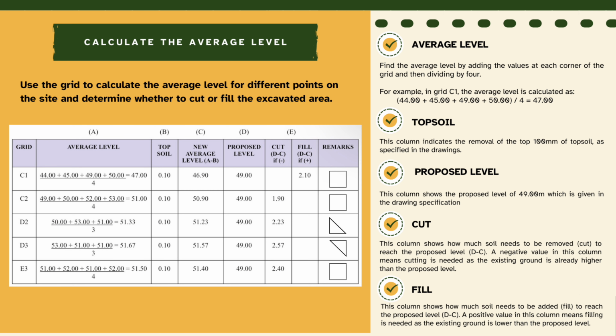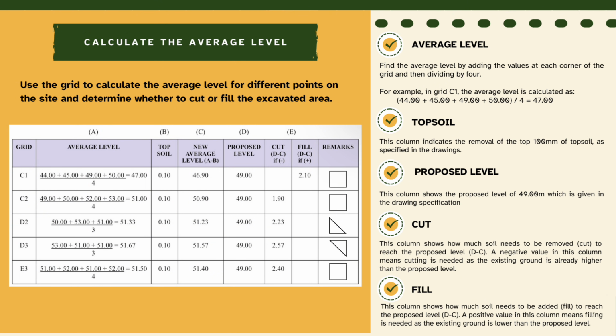Firstly, the first column in the table is to identify the exact area we are measuring on the drawing. The next column shows the average ground level for each grid square. So, to find this average level, we add the height at each corner of the grid and then divide by 4. So, for example, in grid C1, the average height is 44 meter plus 45 meter plus 49 meter plus 50 meter and divide by 4, which equals 47 meter.